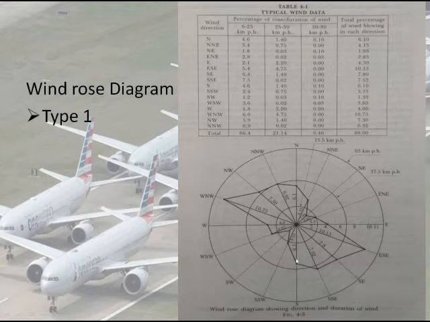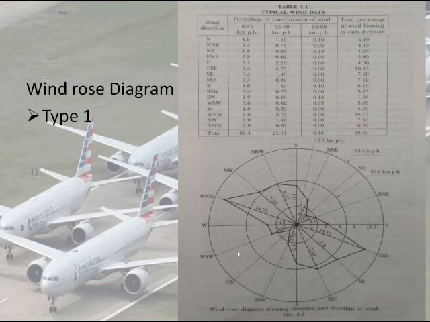It is a very simple method of plotting. Just draw 3 concentric circles to a certain scale. Just plot these values on the concentric circles to a certain scale, and the longest line represents the direction of a runway. So this is how we are going to plot a windrose diagram.